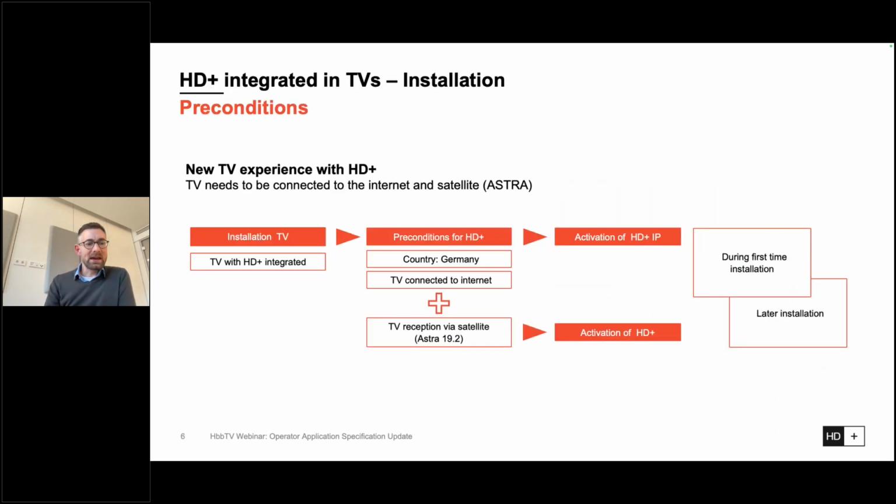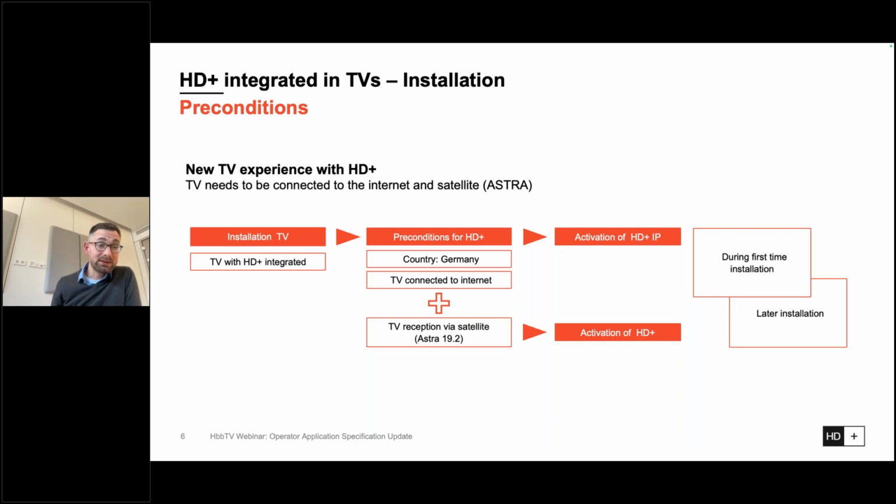Here is what it looks like when you want to install the OpApp of HD+. There are some preconditions. One precondition is, of course, being in Germany, having Germany as the selected country, and the TV must be connected to the internet.